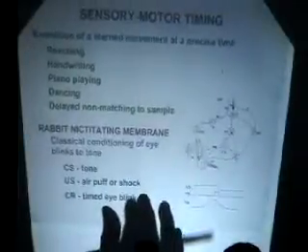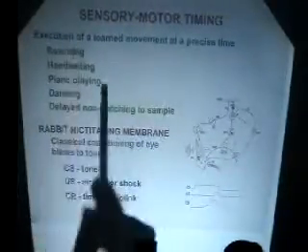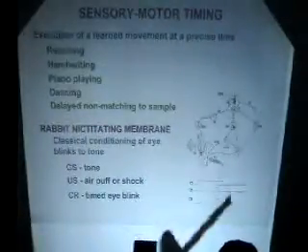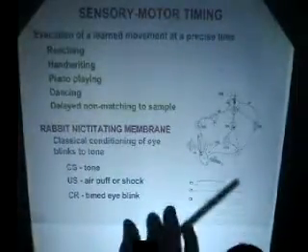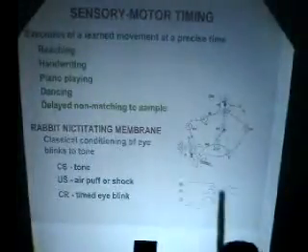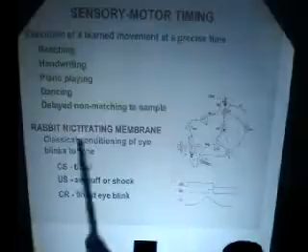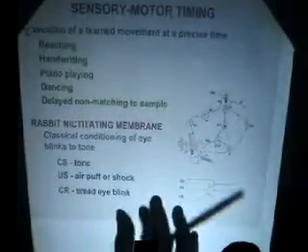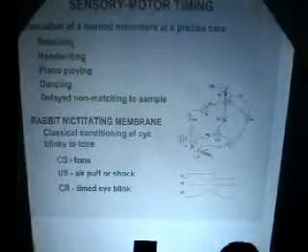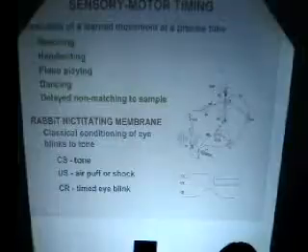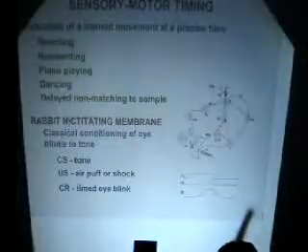So sensory motor timing involves things like reaching and handwriting and piano playing and dancing, even delayed non-matching for sample. But to get started, I want to consider a very simple example which goes back to cognitive emotional interactions, which is the rabbit nictitating membrane. And that's because this system has really been worked out in enormous detail, and so we really have a challenge in trying to understand all of the aspects of it.